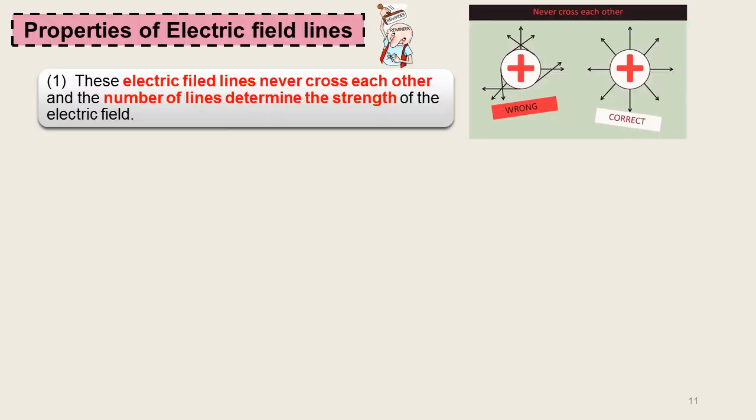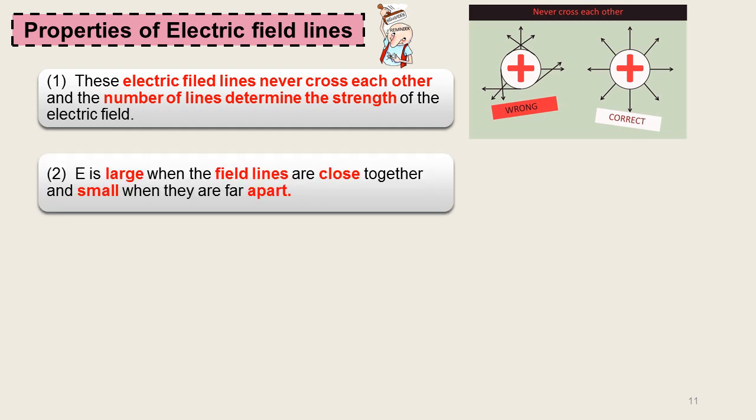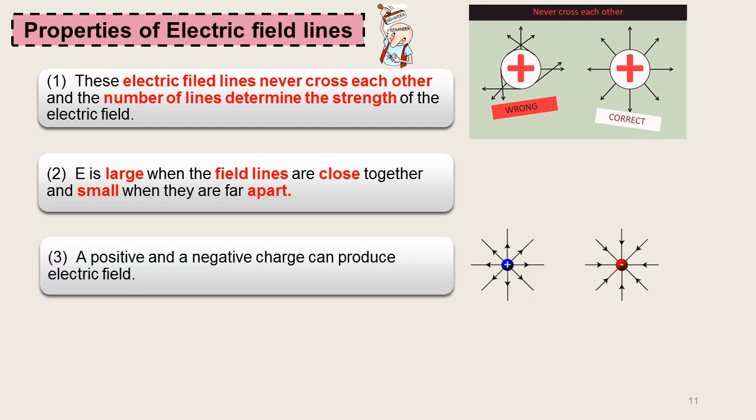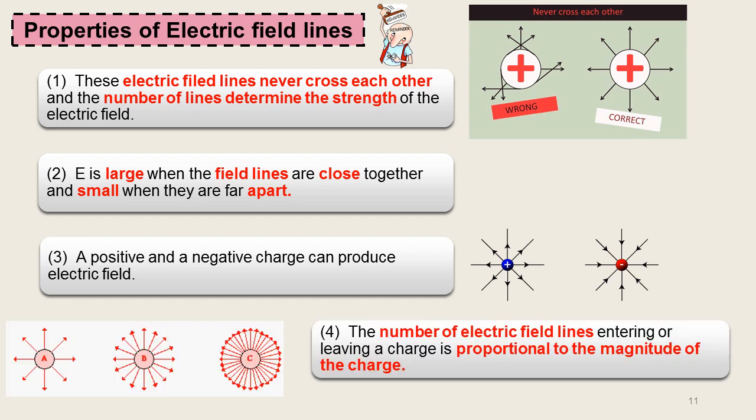Properties of electric field lines. There are six properties of electric field lines. Number one, electric field lines never cross each other, and the number of lines determines the strength of the electric field. Number two, E is large when the field lines are close together and small when they are far apart. Number three, a positive and negative charge can produce electric fields. Number four, the number of electric field lines entering or leaving a charge is proportional to the magnitude of the charge.